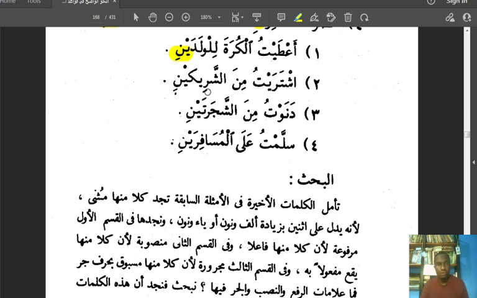Ishtaraitu min ash-sharikaini. I bought from the two partners. Ishtaraitu min ash-sharikaini. I bought from the two partners. Danawtu min ash-shajaratayni. I got close. Dana, to get close. Thumma dana fatadalla. Danawtu min ash-shajaratayni. I got close to the two trees. Sallamtu ala al-musafirayn. I greeted the travelers. Ala al-musafirayn. I greeted the two travelers.